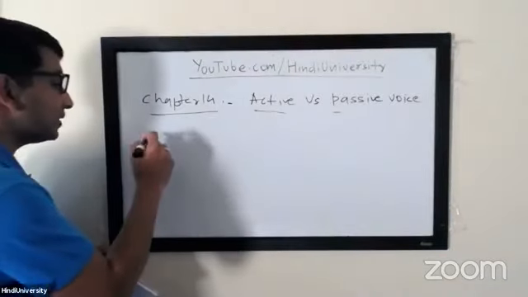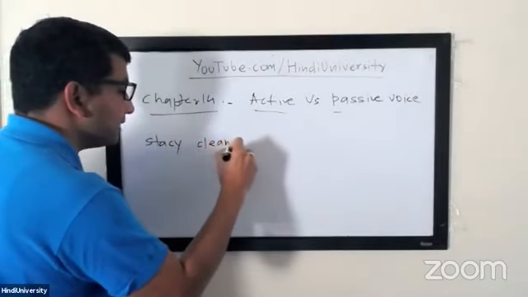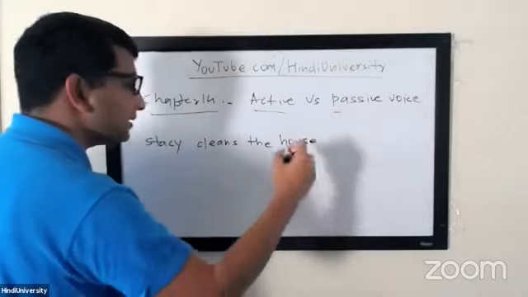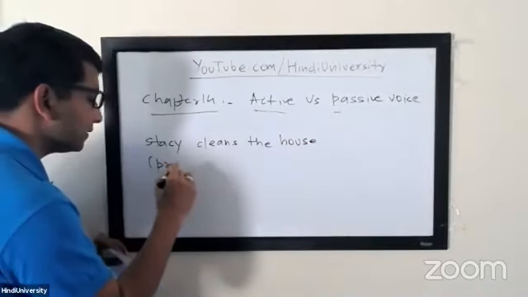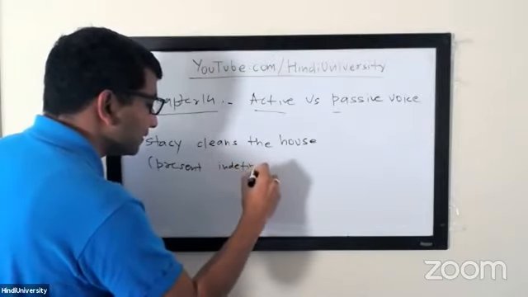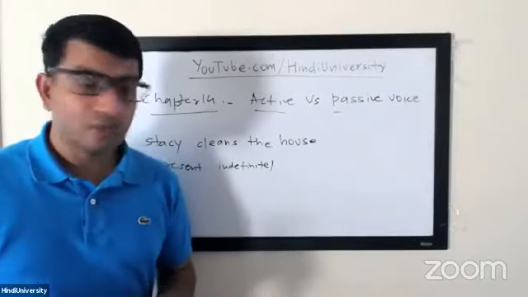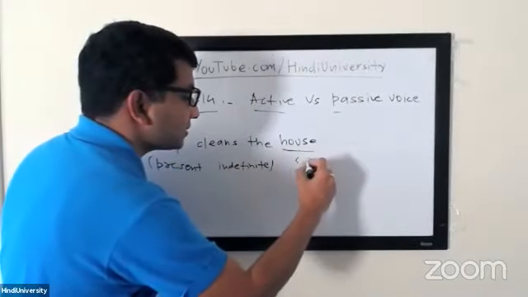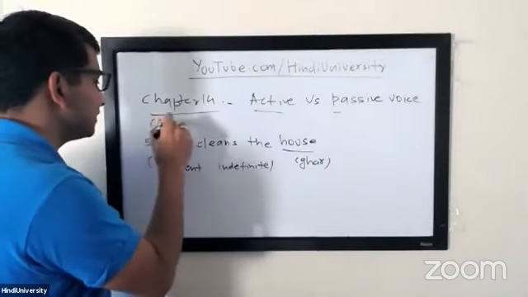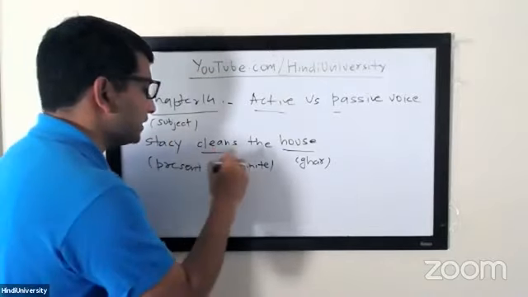So let's say your example is: Stacy cleans the house. It is a simple sentence written in present indefinite, as you can tell. To clean is saaf karna. House, as you know, is ghar. Stacy is the subject, and she's performing the action. She is doing this action.